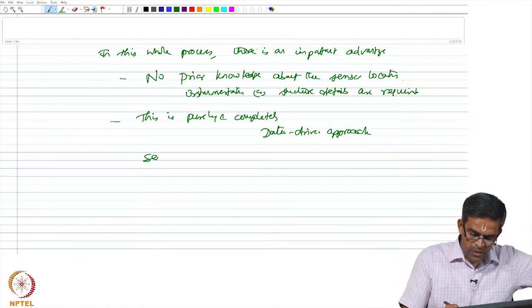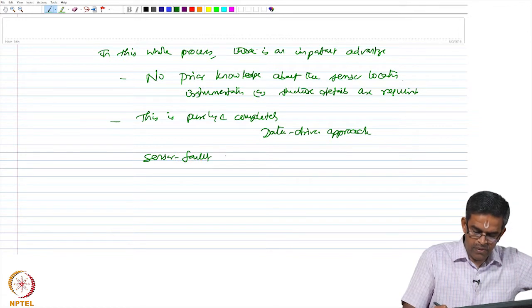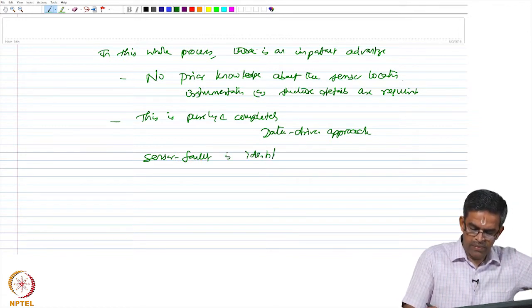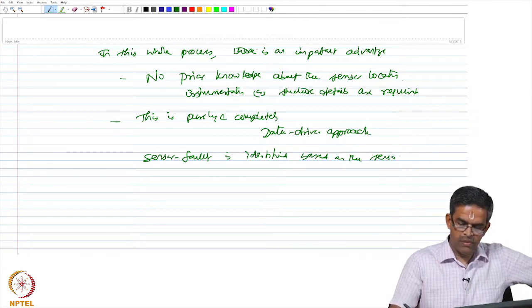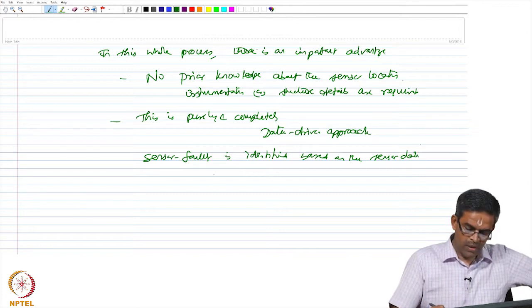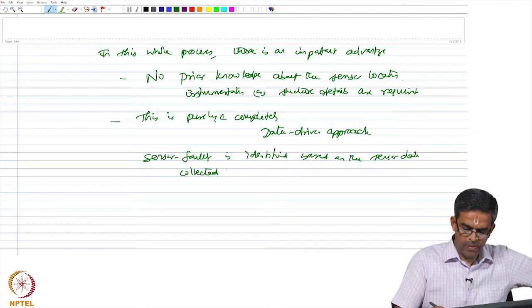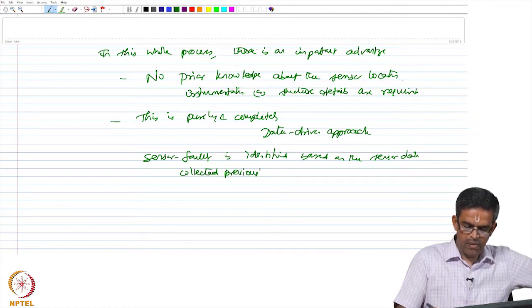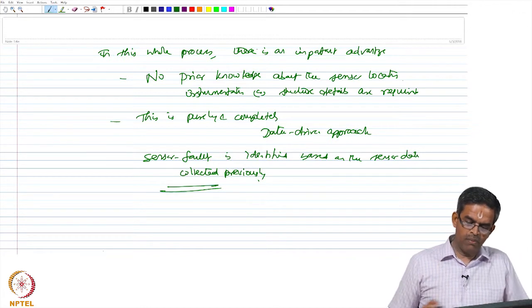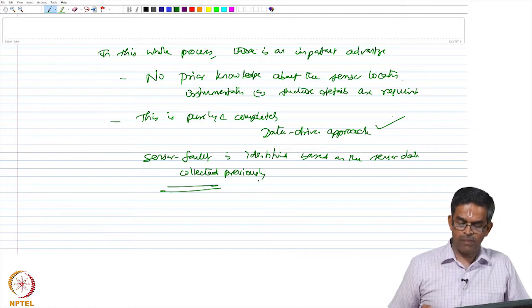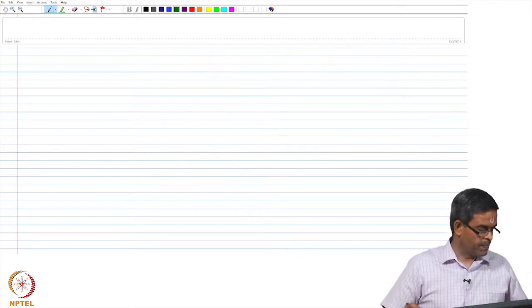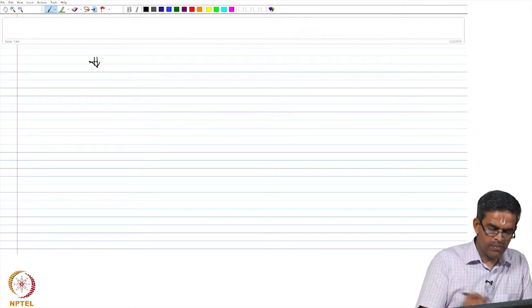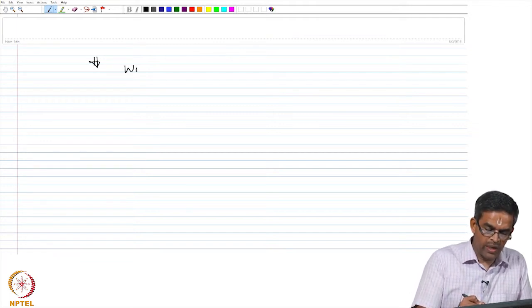So, the sensor fault detection is identified based on the sensor data collected previously, okay, that is the beauty. So, it is purely based upon data driven approach, it is not based on physics approach, which otherwise is computationally expensive as far as structural health monitoring is concerned. Let us extend this algorithm further down to wireless sensor networks.